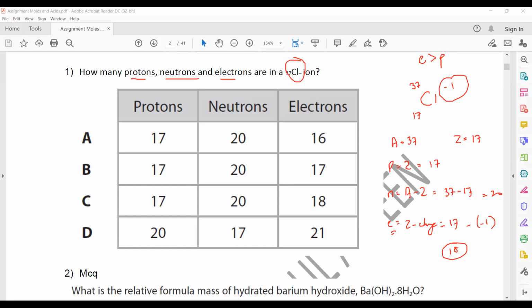So the number of neutrons is 20, number of protons 17 and number of electrons 18. So 17, 20 and 18. So C will be the right answer.